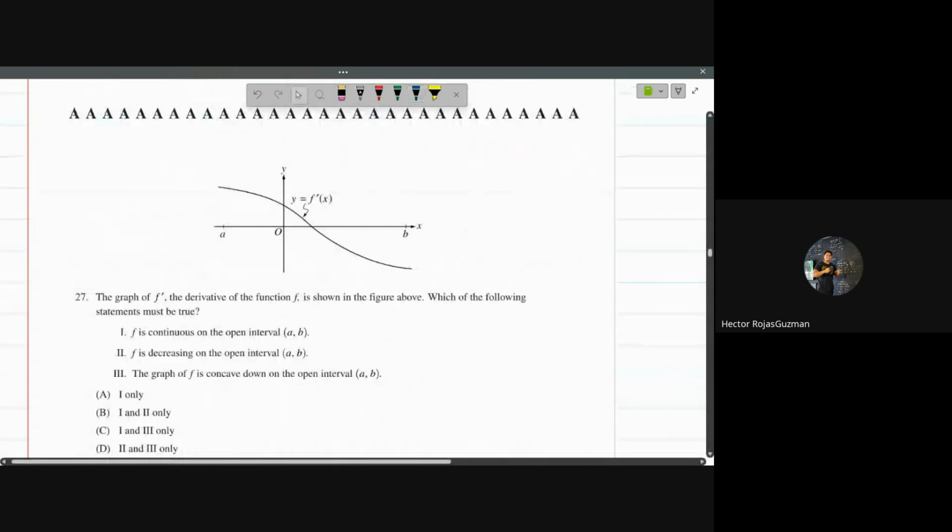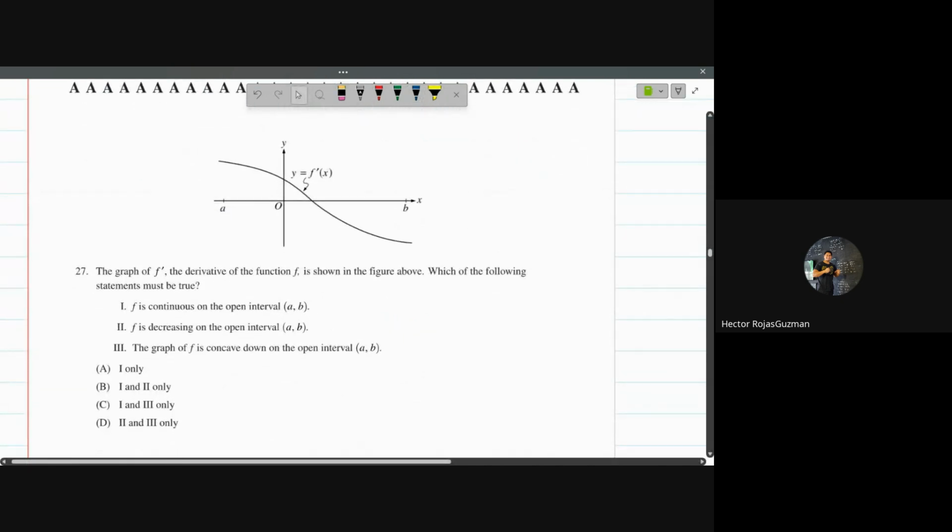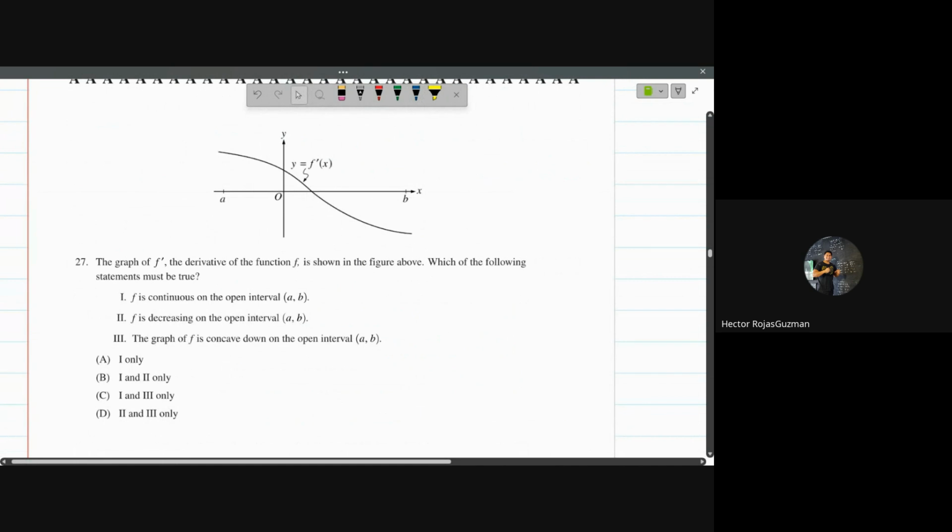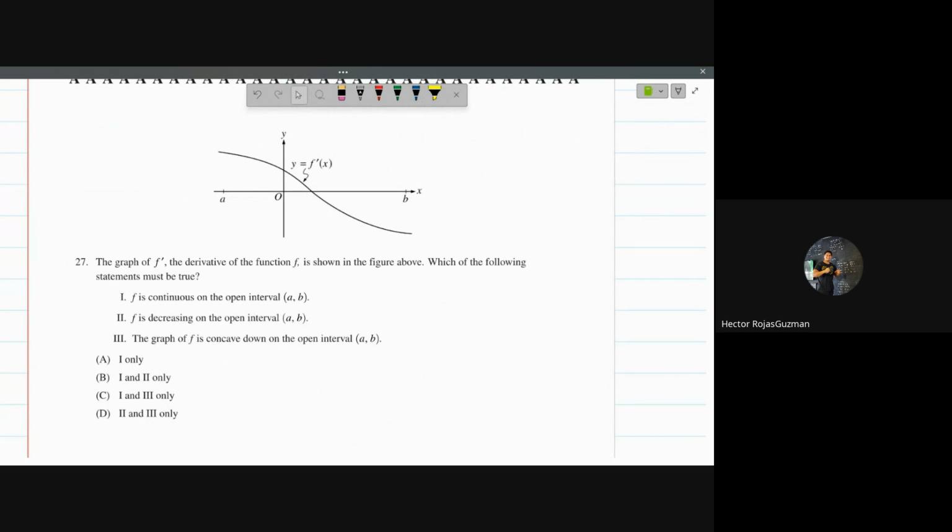Okay. 27. We have f prime, the derivative, shown. Which of the following must be true? F is continuous. Okay. Yes, that must be true.